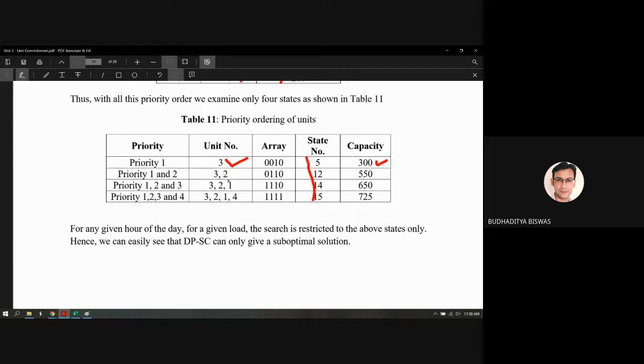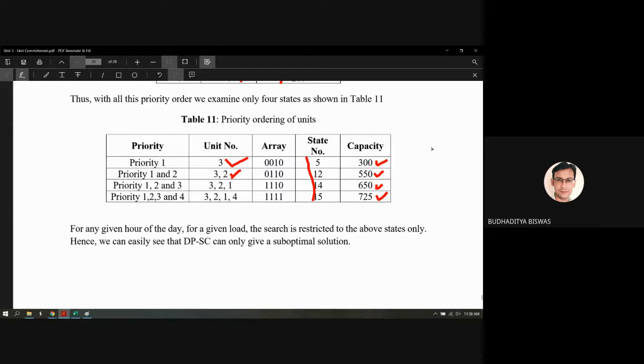Then after unit 3, the first priority, the second priority will be committed. So 3 and 2 will commit, which means the array is 0110, and this is step number 12. You can find the state number from the previous table and from the capacity also. The third is when units 3, 2, 1 are committed, and at last all the units are committed. So for any given hour of the day, for a given load, the search is restricted to these states only. Hence, we can easily see that DPSC can give only a suboptimum solution.